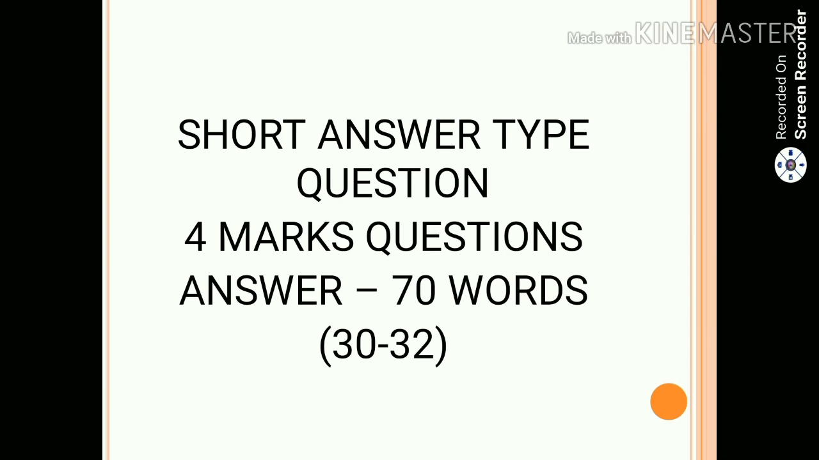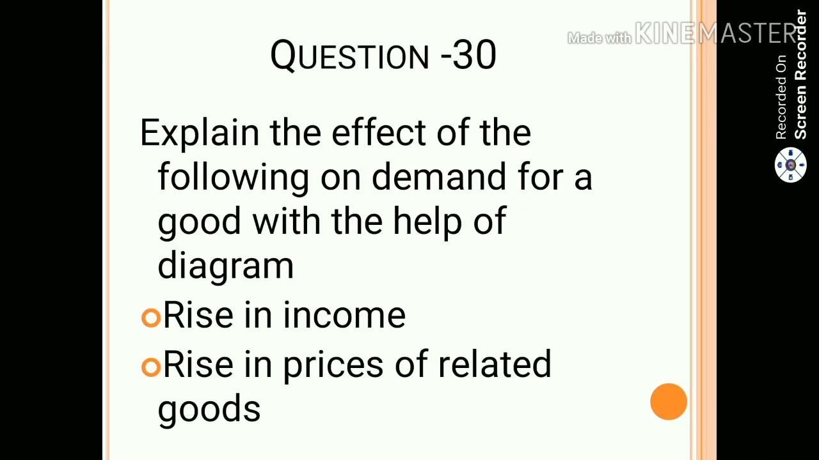Short answer type questions. Question number 30. Explain the effect of the following on demand for a good with the help of diagram. Rise in income, rise in prices of the related goods.